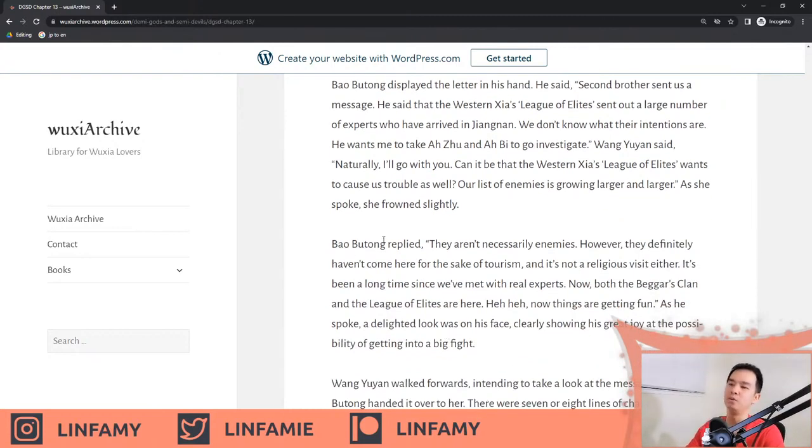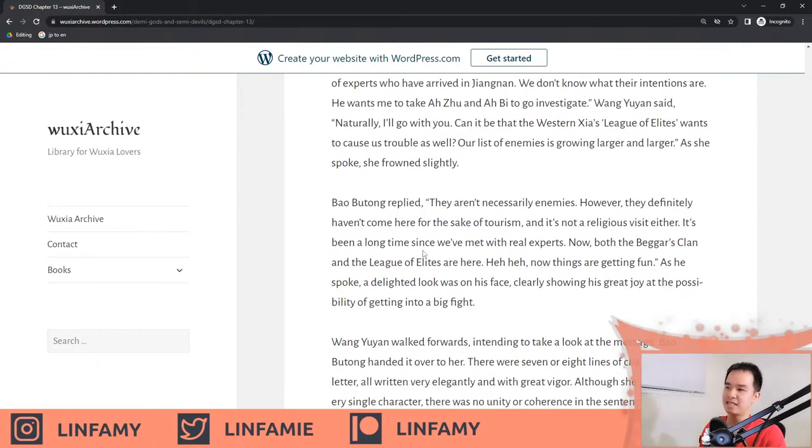Bao Butong replied, "They aren't necessarily enemies. However, they definitely haven't come here for the sake of tourism. And it's not a religious visit either. It's been a long time since we've met with real experts. Now, both the Beggars Clan and the League of Elites are here. Now things are getting fun." As he spoke, a delighted look was on his face, clearly showing his great joy at the possibility of getting into a big fight.